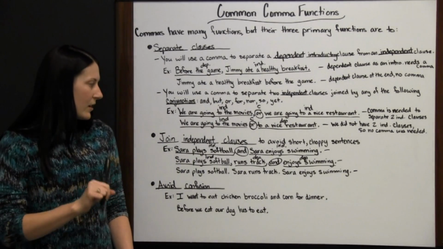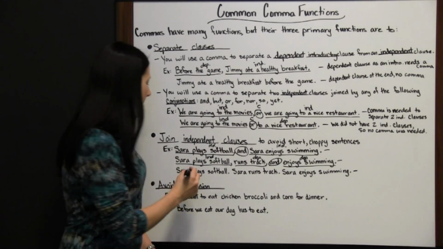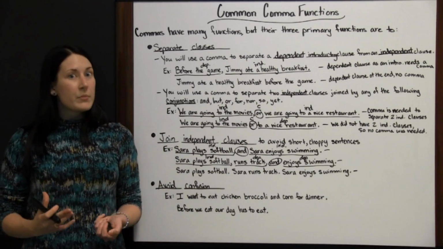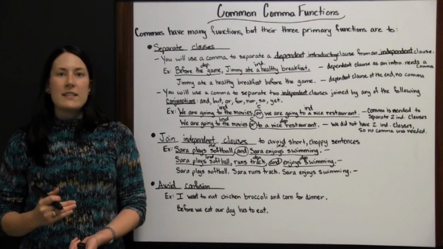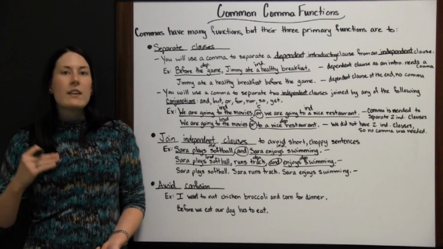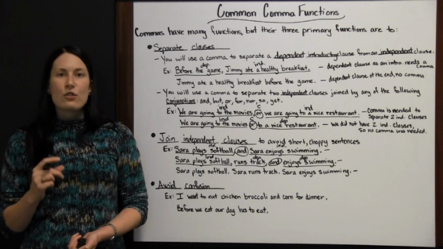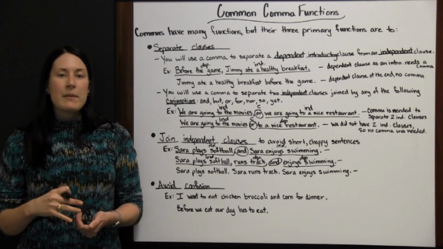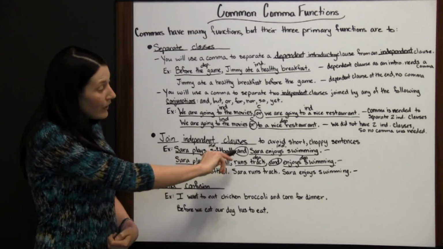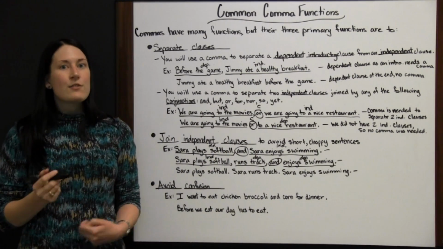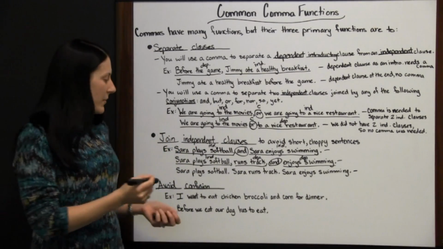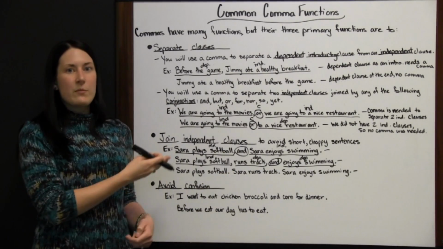Sarah plays softball, Sarah runs track, Sarah enjoys swimming. So all three of these are going to be independent clauses because they are complete sentences. But they're short, choppy sentences. We keep hearing Sarah over and over, and these sentences are short. We can combine them to make it a smoother flowing sentence. So you could have two independent clauses joined by a conjunction like we did up here, and then you would use that comma to separate them. But you are still joining multiple sentences when you do that.